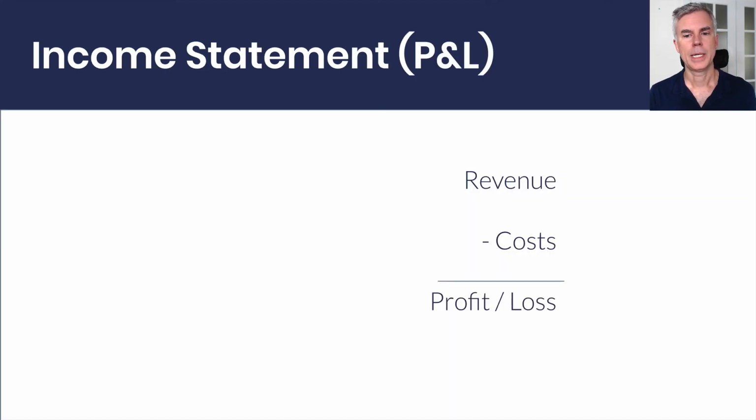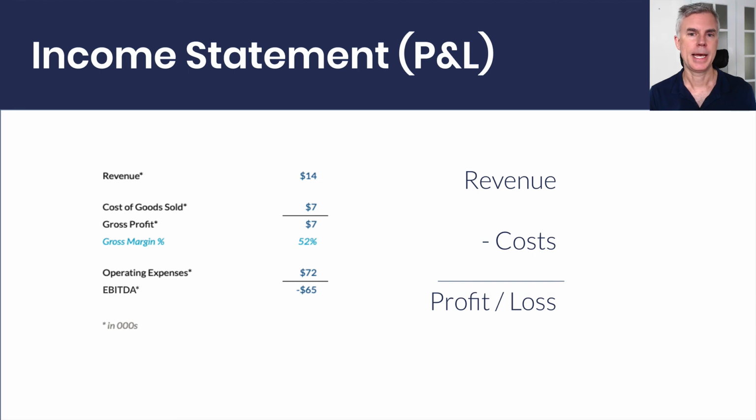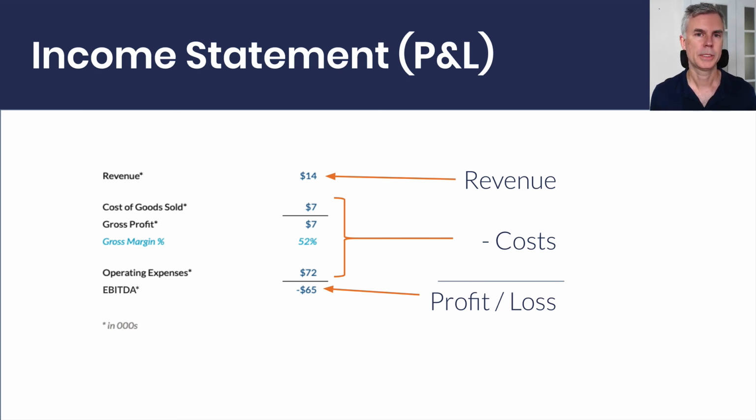And so on the income statement, again, you'll see a few of these categories that we just talked about. You won't see the capital expenses, but you will see the revenue come in, you'll see the cost of goods sold, then the gross profit, then the gross margin. Then you will see the operating expenses, and then you will see the EBITDA. So that's how all of these things fit together, and that's how the three financial statements work together.